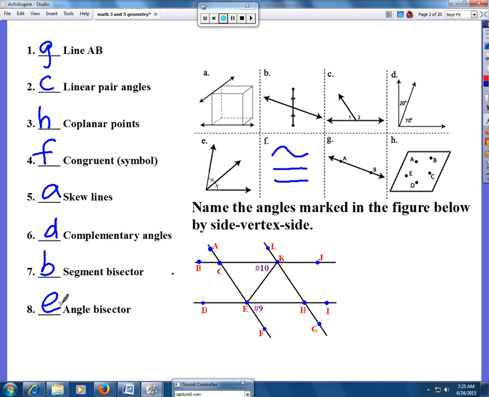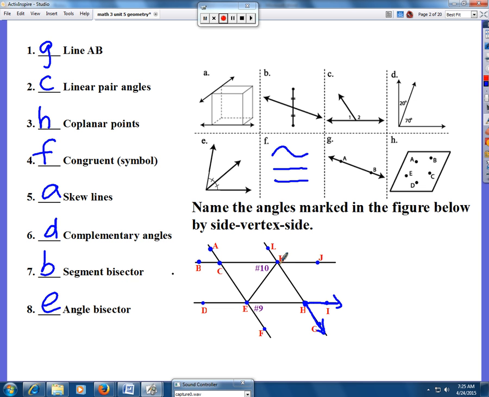Okay, so we also have to know how to name angles. When we name angles, we do side, vertex, side, or a point on the side, then the vertex, then a point on the other side. The vertex is the point where the two rays that make the angle come together. So in this angle, H would be the vertex.